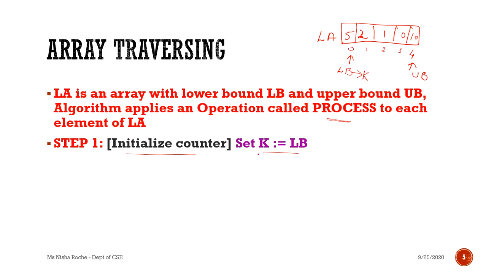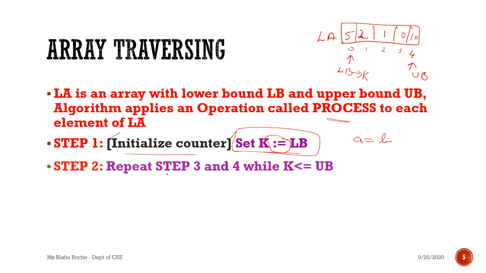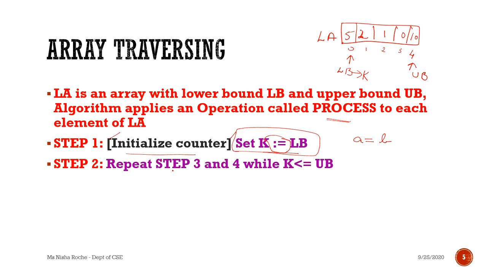In an algorithm, whenever we write any comments, they have to be written within the rectangular brackets, and then it must be followed by the instructions. So here the instruction is set k equal to LB. Colon equal to means it is the assignment operator. So whenever we write the assignment operator in an algorithm, we write colon and equal to. So after initializing the lower bound to a variable k, step 2, repeat step 3 and 4 while k is less than or equal to upper bound. The value of k is 0 and upper bound value is 4.